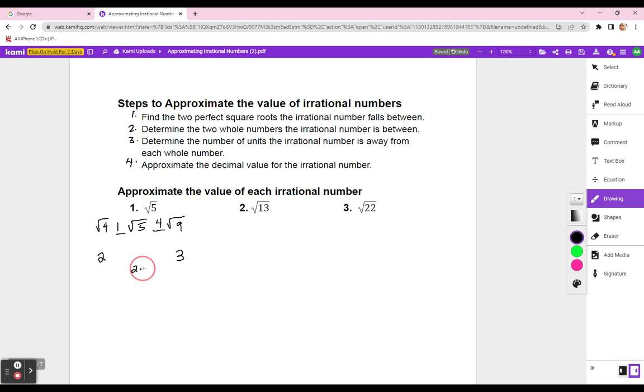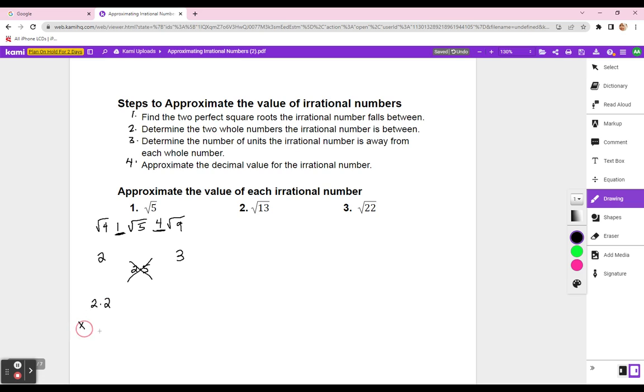Okay? We know the square root of 5 is between 2 and 3. We know it's not 2.5, because if it was 2.5, these numbers have to match. They have to be the same. They are not. We know it's less than 2.5 because the square root of 5 is only 1 unit away from 4. It's closer to 4. So that may put us at an approximation of 2.2. Okay? So maybe it's 2.2.